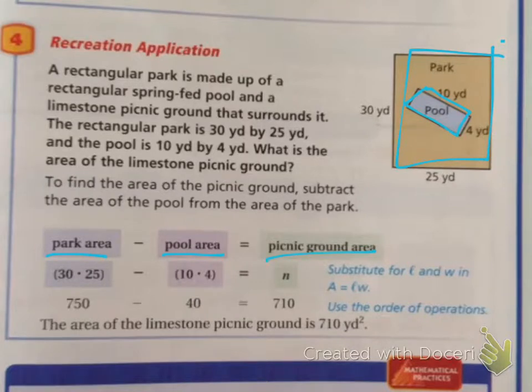The park area is going to be base times height, 30 times 25, minus the pool area is 10 times 4, or 40, equals, that's where your variable comes in. Your variable is what you're looking for. And in this case, they chose n. So then we simplify, 750 minus 40 equals 710. Then you label. The most important part, making sure you label your answer. 710 yards squared, because it's area.